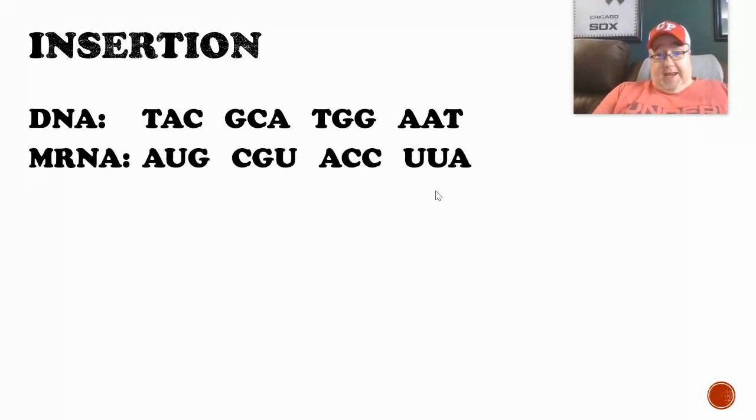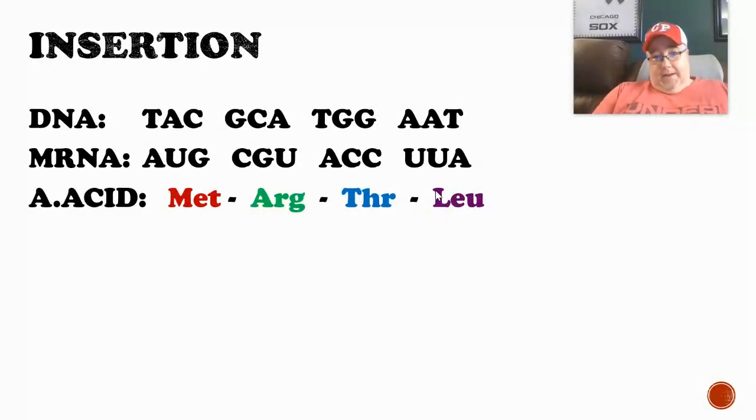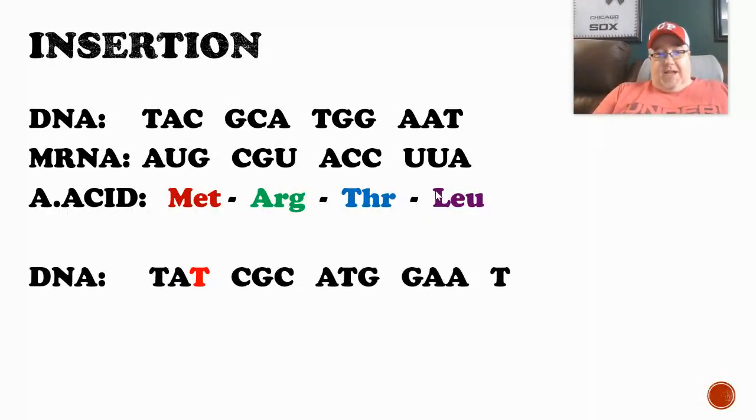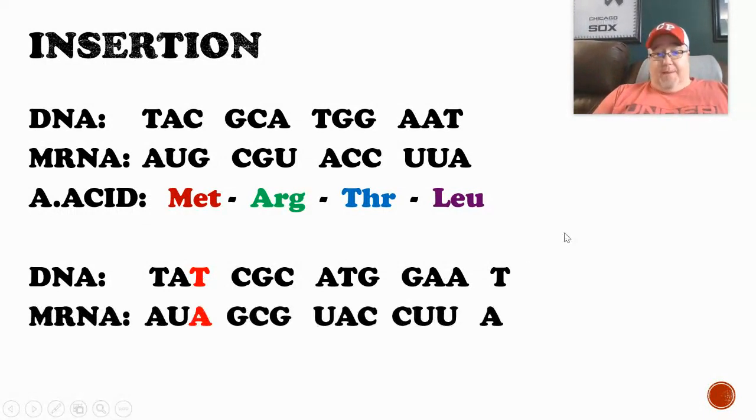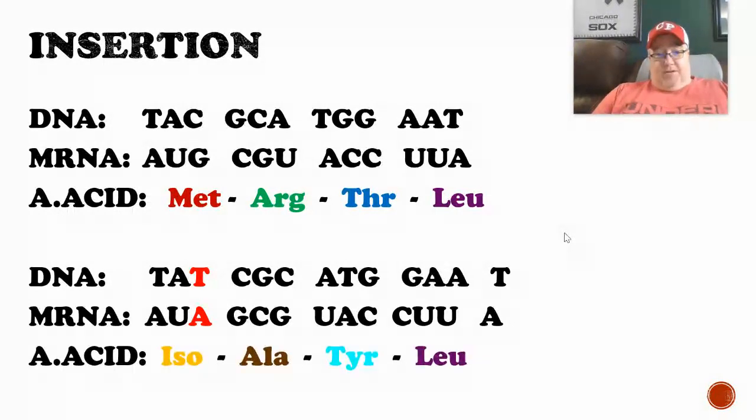So again, here's our DNA, here's our mRNA, and here's our amino acids. So this is the normal sequence, right? So now let's say that we inserted a nitrogen base right here between the T and the C. All right, so if we inserted that T in between these two letters, it pushes everything over. All right, so now when the mRNA copies this, this is what gets copied. And now take a look at your chain of amino acids.